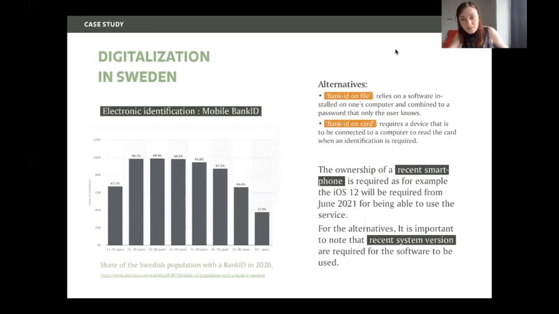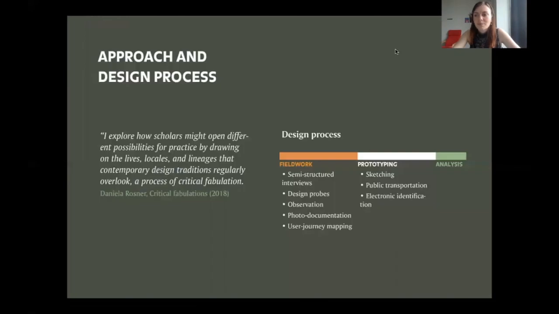But there are also alternatives to mobile Bank ID. There's Bank ID on file, Bank ID on card, but they require a computer with a recent system version. And the same goes for the mobile version, which requires quite recent phones or system versions. It's also interesting to note on the left side of the screen that the shares of the population who don't have a mobile Bank ID in Sweden are older generations, which reflects the previous figures we saw before about the digital divide.